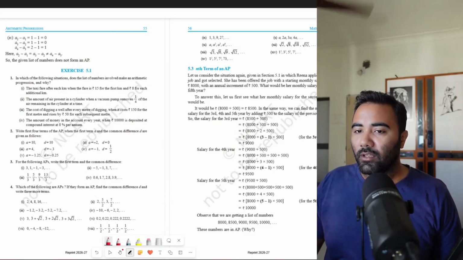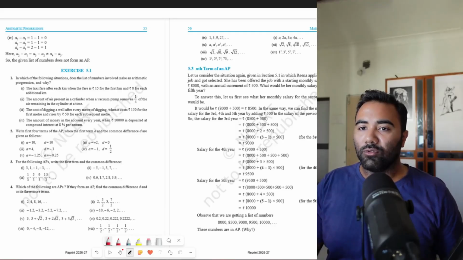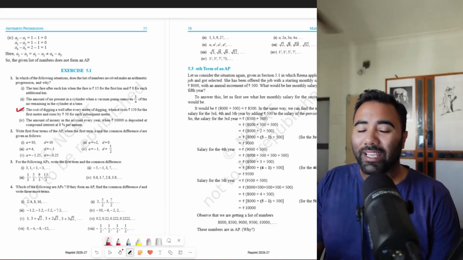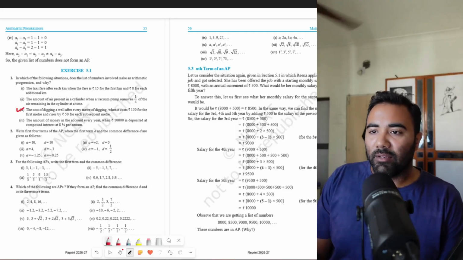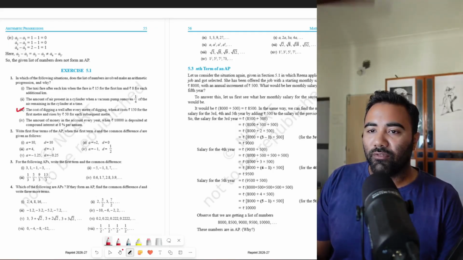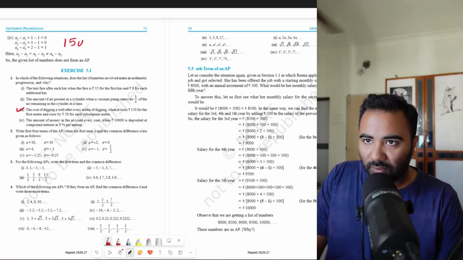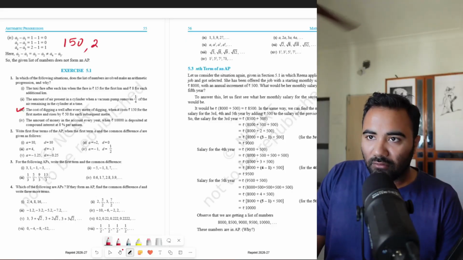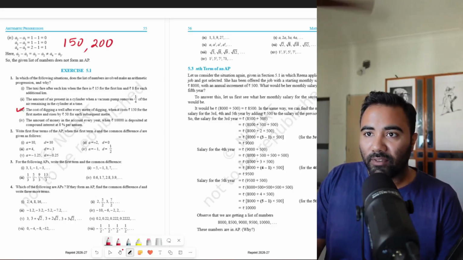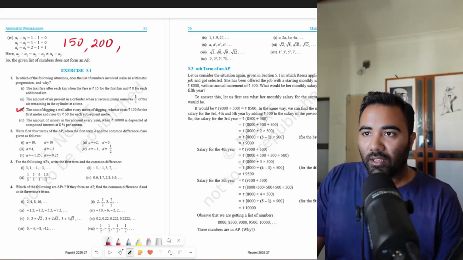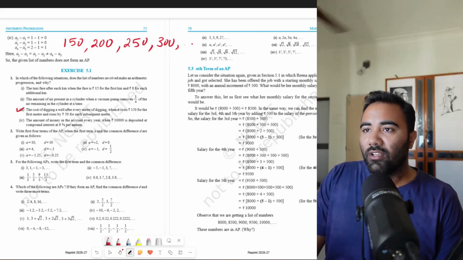Okay, fine. Now we come to the third question, the cost of digging a well. After every meter of digging, it costs 150 for the first meter and rises by 50 for each subsequent meter. So the first meter is 150, then it will be 200. Why? It will not just be 50, it's 150 plus 50, then 250, then 300. So clearly this is an AP.